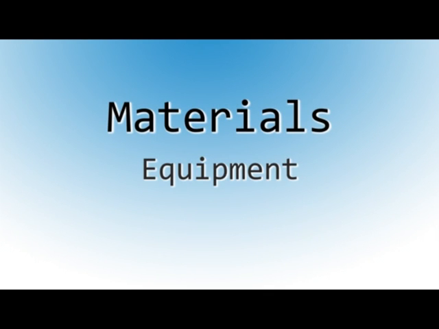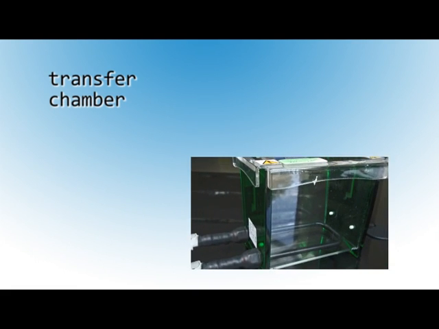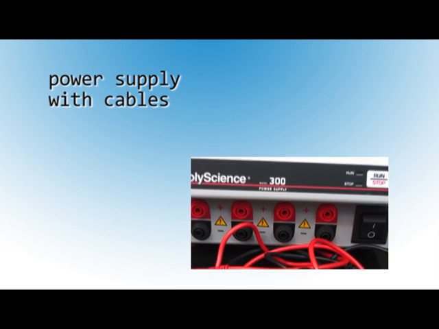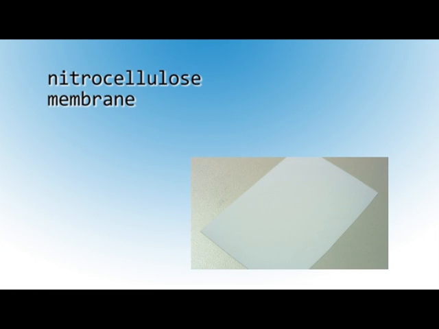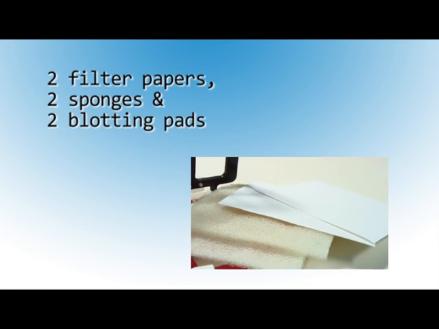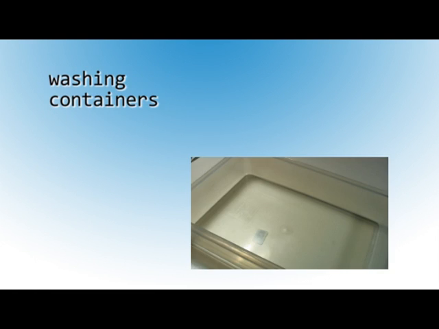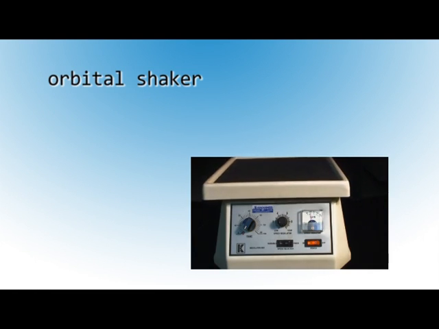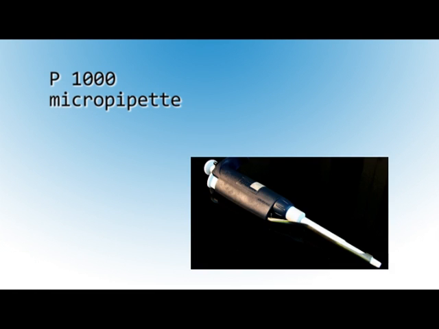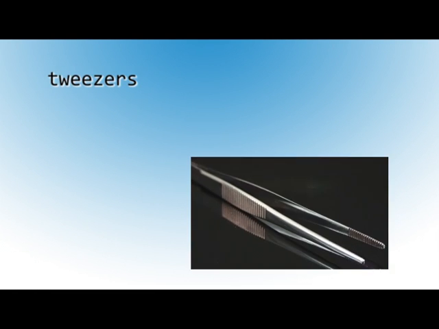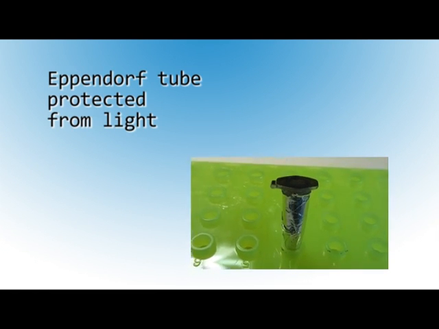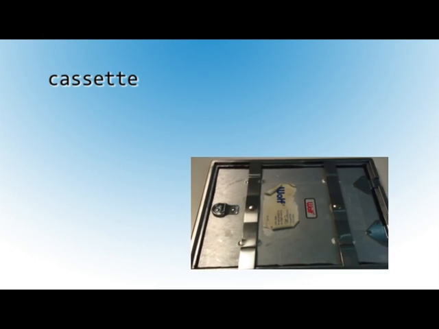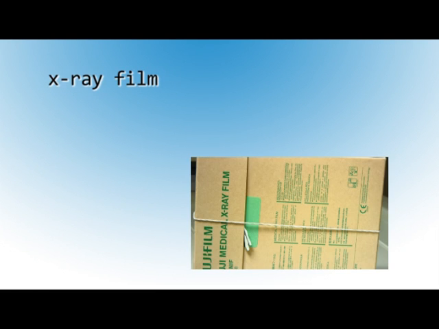The materials for this activity are transfer chamber, transfer container, power supply with cables, polyacrylamide gel with the proteins, nitrocellulose membrane, 2 filter papers, 2 sponges and 2 blotting pads, washing containers, orbital shaker, plastic sealer and bags, P1000 micropipette and tips, tweezers, scissors, Eppendorf tube protected from light, gloves, paper towel, cassette, aluminum box, X-ray film, film developer, and a dark room.